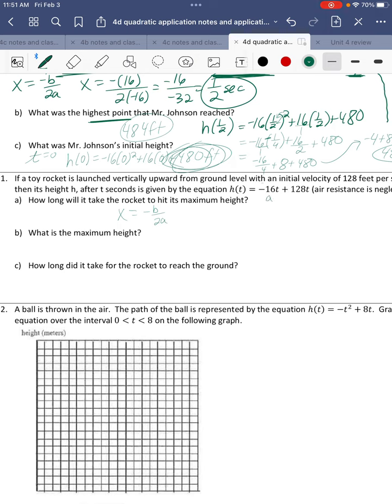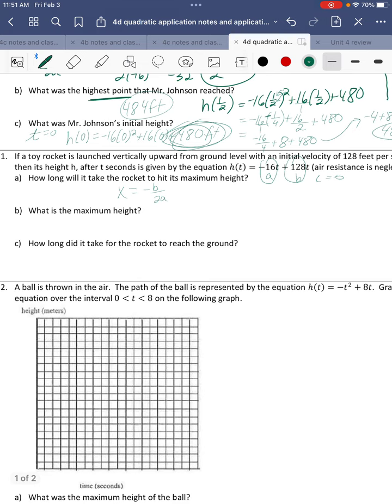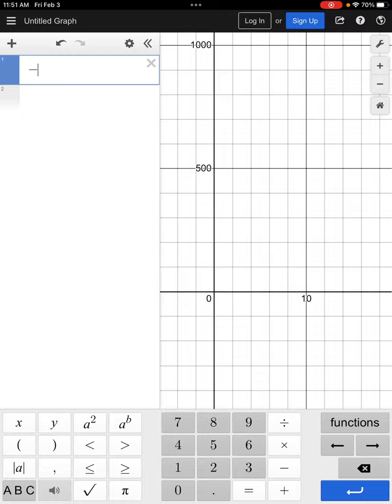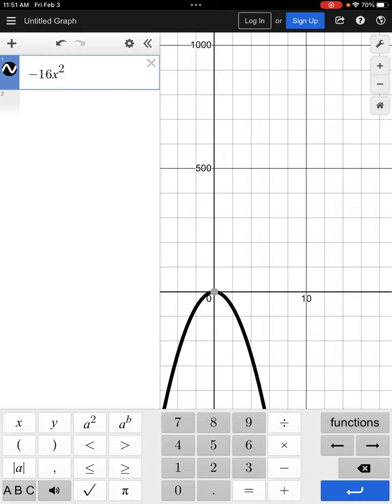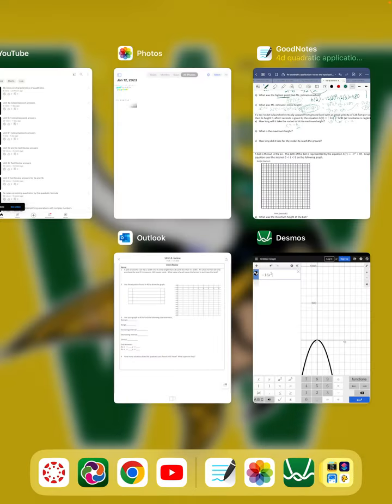So I guess I could talk also. We have our a, we have a b, but we do not have a c, so the c is going to be 0. How long until the rocket hits the ground? I'm sorry, this should be a squared also. Negative 16t squared plus 128t.